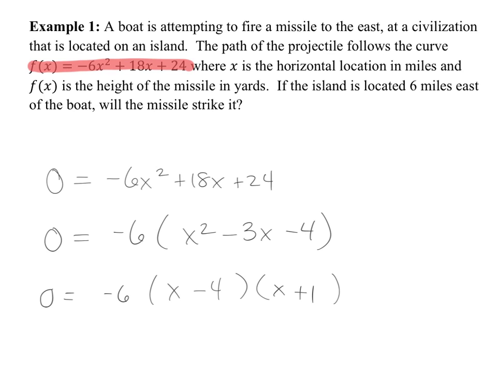And let's check to make sure. Negative 4 plus 1 gives me negative 3. That's correct. Negative 4 times 1 gives me negative 4. Correct. Good. Now, Hannah, what does that tell me about my answers?